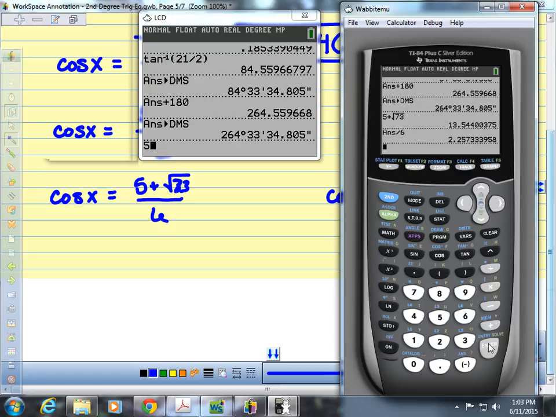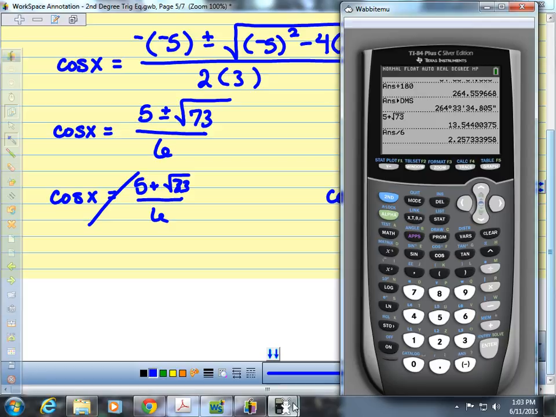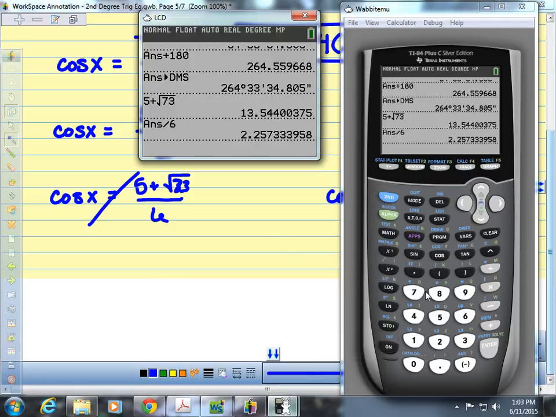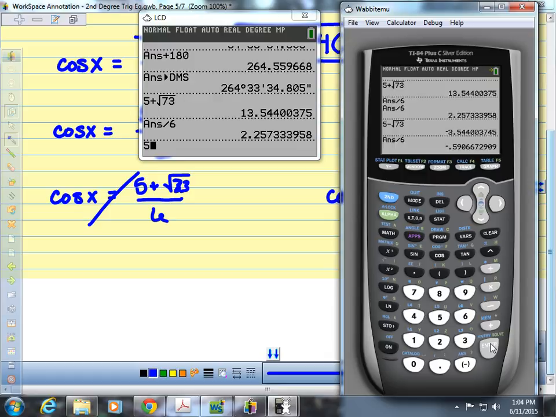Can cosine equal 2.257333958? Absolutely it cannot. We're not going to get anything from that. Do we cross it off and scribble it out or erase it though? No. It's a solution to the non-trig equation, but cosine can't equal that. Okay, so let's change that up then. Let's take 5 minus the square root of 73 and divide that by 6. Can cosine equal that? Yes, it can.